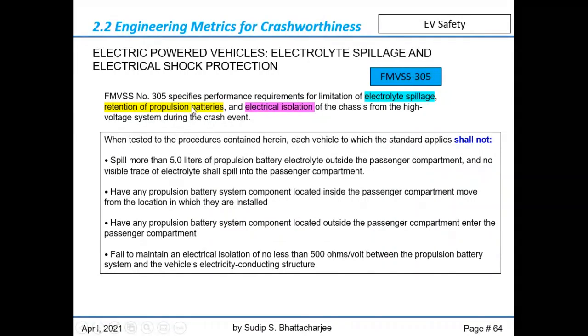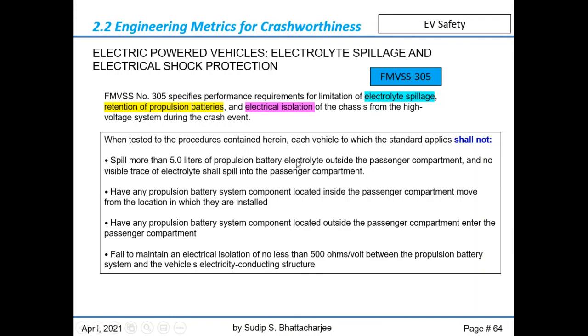Retention of the propulsion batteries. The battery should be retained to some extent, meaning it should retain some of its attachments to the vehicle body structure. And this high voltage battery system, which stores a very high amount of electric energy, has to maintain a certain level of isolation, so the entire electric vehicle structure will not be in the same electrical line with the battery system itself. So the battery system must be isolated after the crash event, or during the crash event as well. Those measurement metrics are there, and they indirectly tie to the structural crashworthiness of the vehicle design.